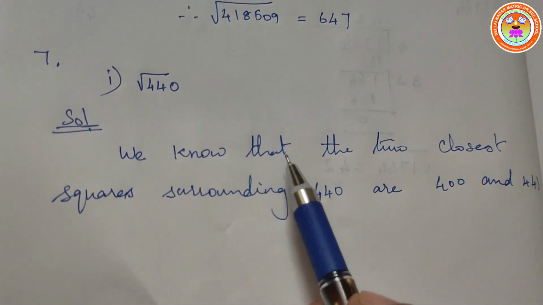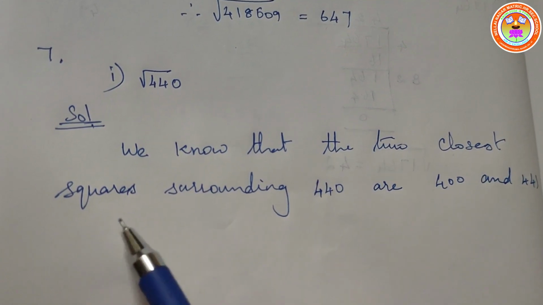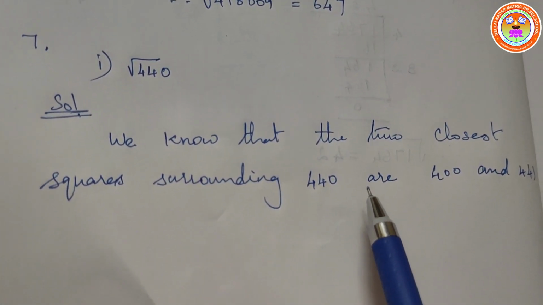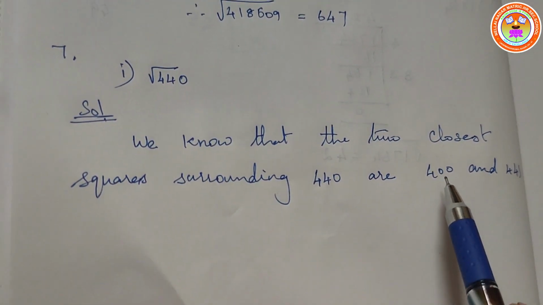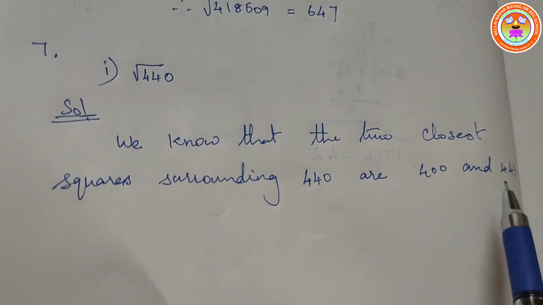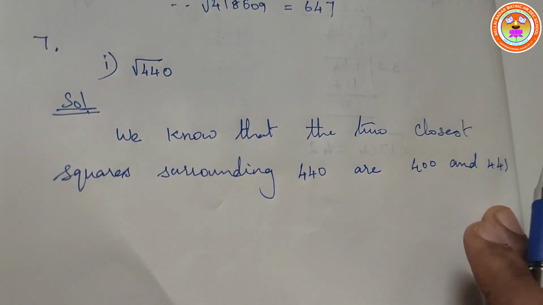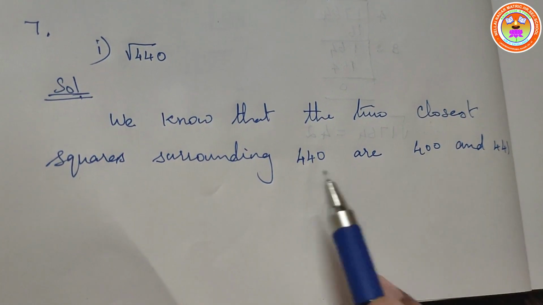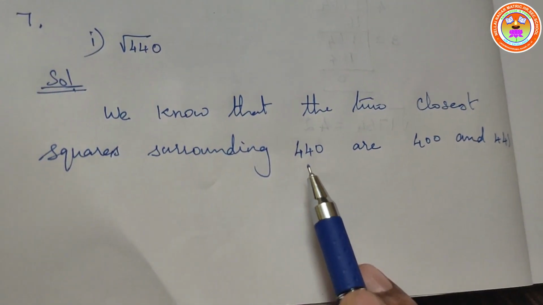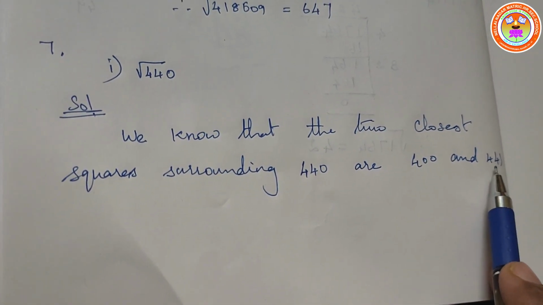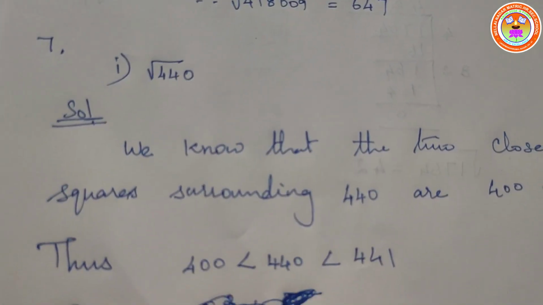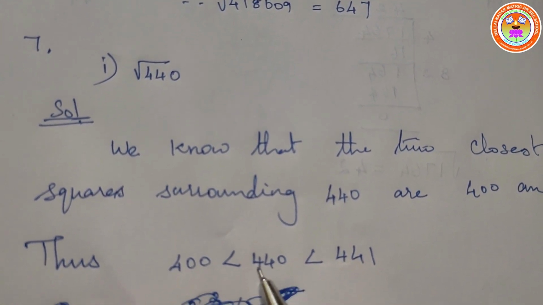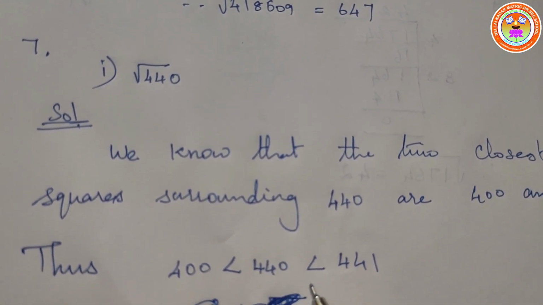We know that the two closest squares surrounding 440 are 400, because 20 into 20 is 400, and 21 into 21 is 441. These are the closest numbers. Comparing these two numbers, which is very close to 440? 441. Thus 400 is less than 440, which is less than 441.